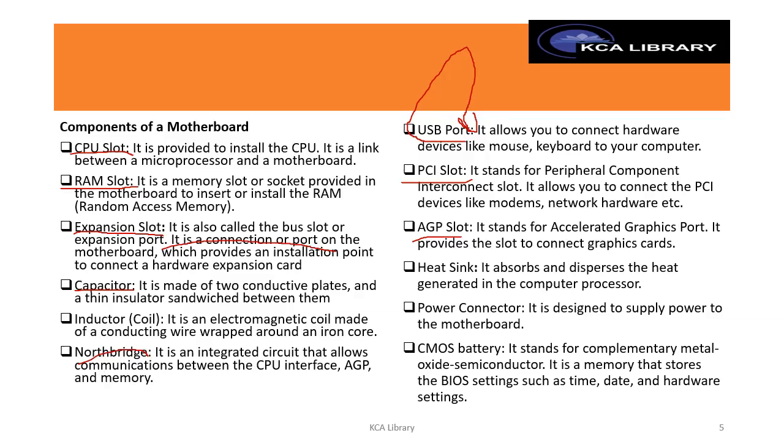We also have the heat sink. The heat sink helps to absorb heat that is generated in the CPU or the computer processor, so that the computer doesn't heat up and cause issues. We also have the power connector. This is used to supply power to the motherboard.